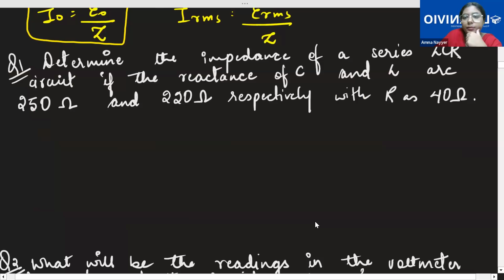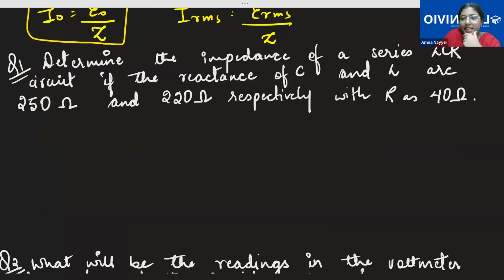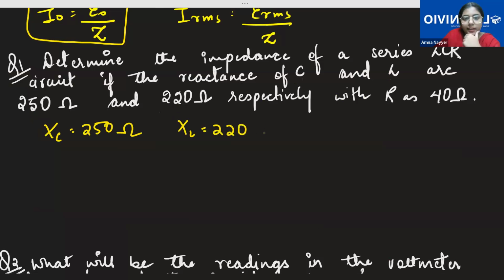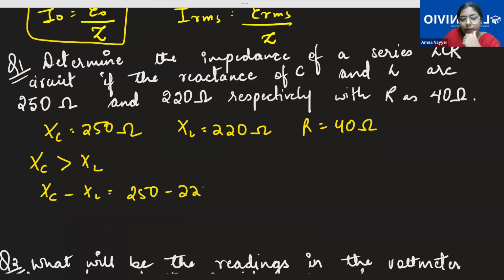See, it says determine the impedance of a series LCR circuit if the reactances of C and L are 250 and 220. Means XC is given as 250 ohms and XL is given as 220. Resistance is given as 40 ohm. Clearly, we can see XC is greater than XL. So XC minus XL will be 250 minus 220, that is equal to 30 ohm.